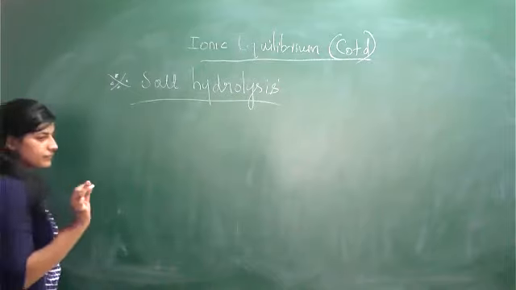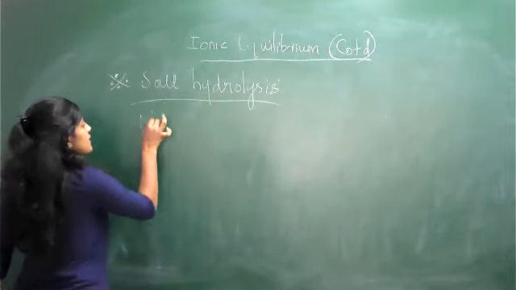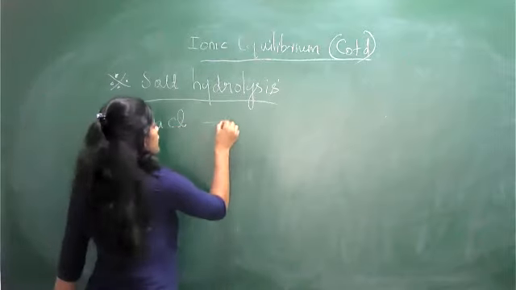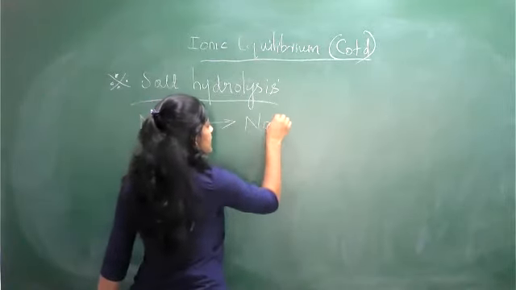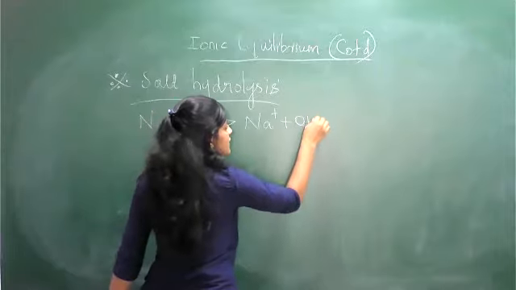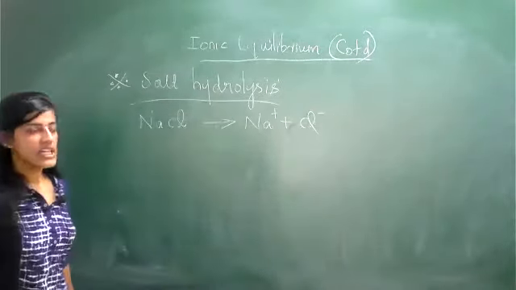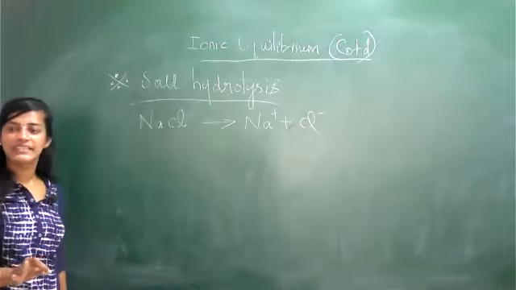For example, NaCl is a simple salt, right? It is dissociated into Na plus and Cl minus. So the definition of salt hydrolysis is this much only.